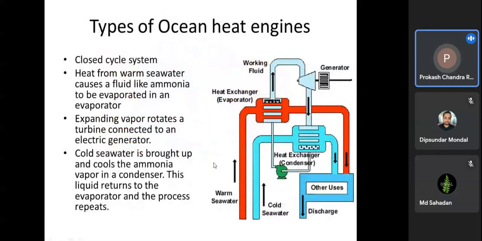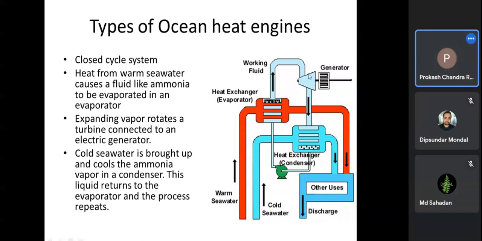So this figure will give you some better understanding of the cycle. So this may be the closed cycle. This is basically the hot water that is coming to this heat exchanger. Heat will be exchanged between this hot water and this working fluid. The working fluid will convert into vapor.